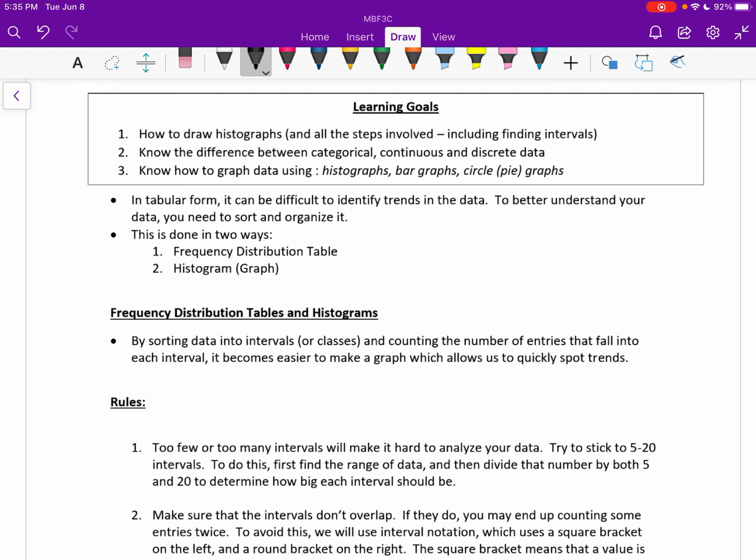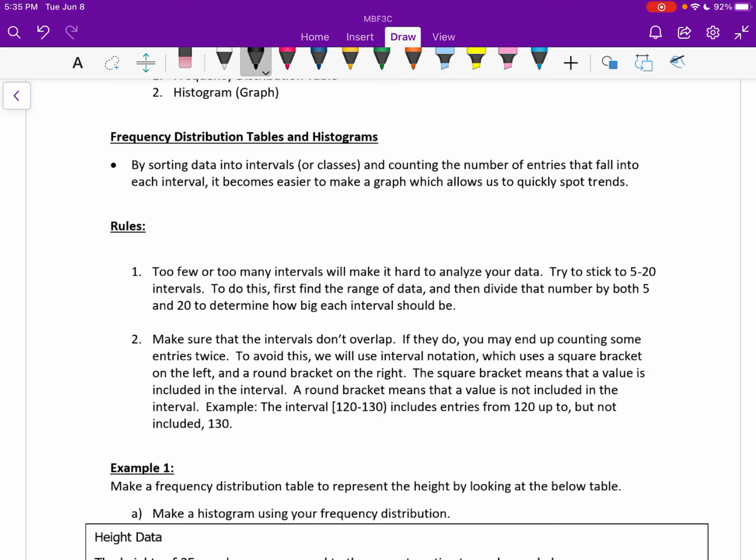Make sure the intervals don't overlap. If they do, you might need to count some entries twice. To avoid this, we use interval notation, which is square brackets on the left and round brackets on the right. The square bracket means that a value is included in the interval, and the round bracket means that the value is not included. So for example, the interval 120 to 130 includes all numbers up to 130, but not 130 itself.